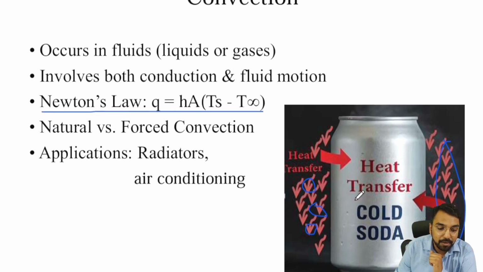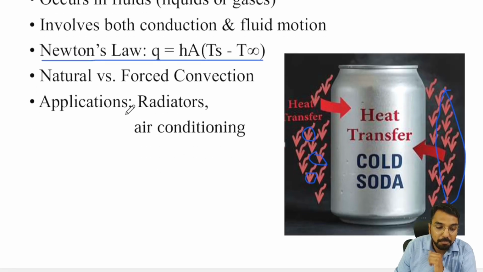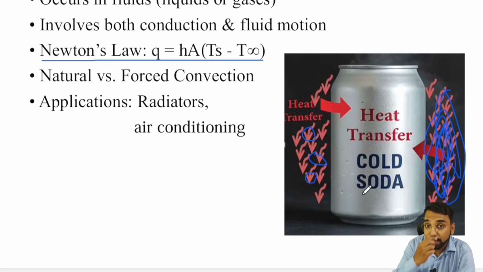So the application of convection heat transfer: this phenomenon is used to design radiators and air conditioning. Why is it so? Because in radiators or air conditioning, the air or any cooling liquid is in a flow state, okay, and by the flowing of this liquid, you can see here, the soda can will experience heat transfer, okay.